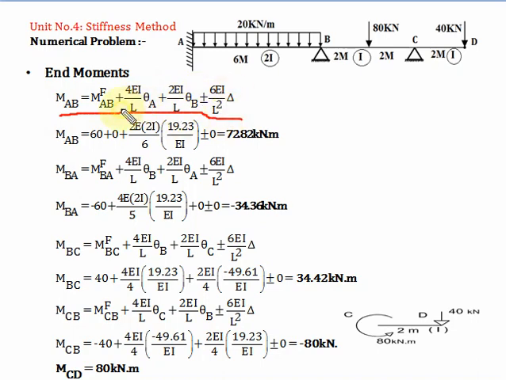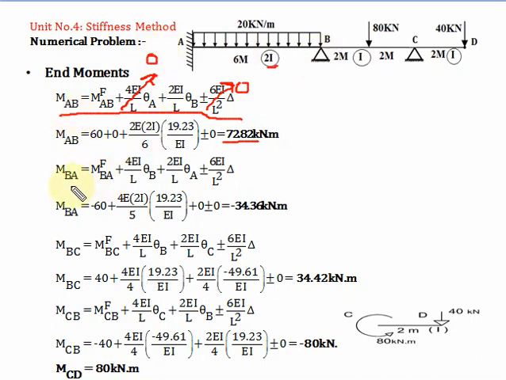Now here the value of theta A is 0. Why? Because there is a fixed support at A and the delta value is also 0. There is no sinking of support given. As theta A and delta are 0, what remains? Fixed moment in member AB is 60 and here you have to put the value of I. For member AB it is 2I. And the value of theta B is 19.23 upon EI. After solving this, we'll get the moment in member AB as 72.82 kilonewton meter.